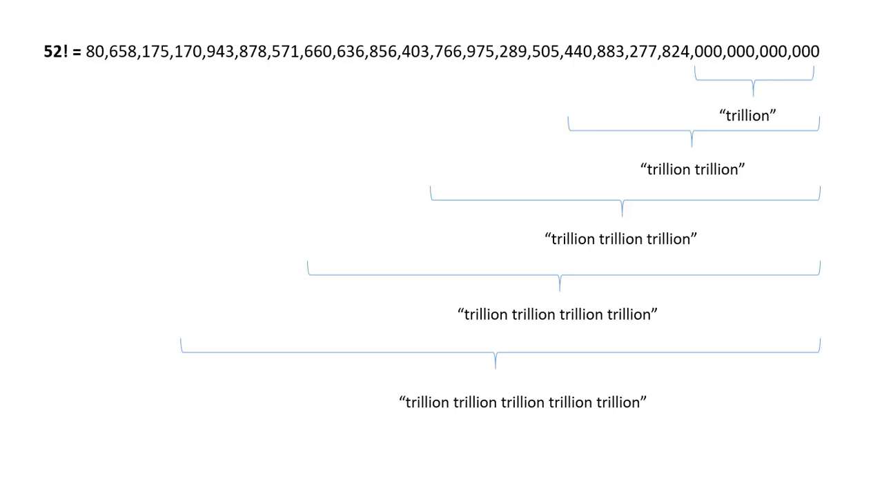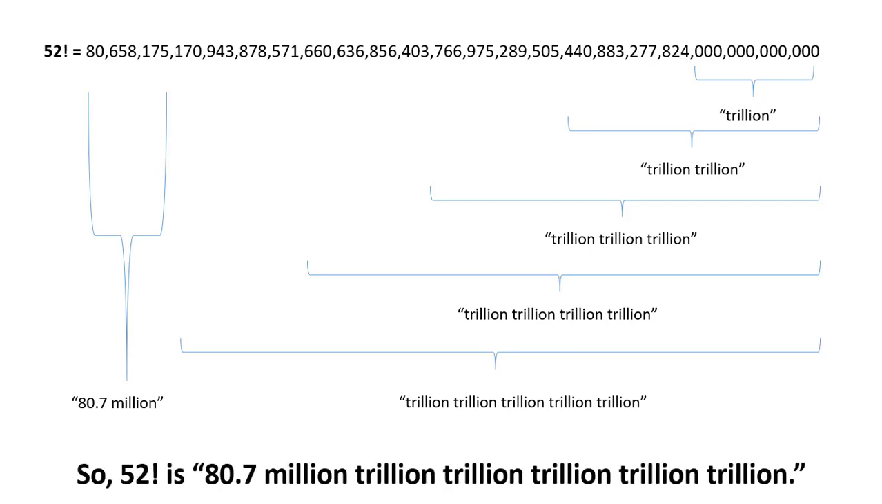This number is massive. Now, at this point, we're out to here, and there's only those little digits left, and that number right there is about 80.7 million. So really, the best way to think about 52 factorial, or the number of ways to deal out the cards, is there are 80.7 million trillion ways to deal these cards out.